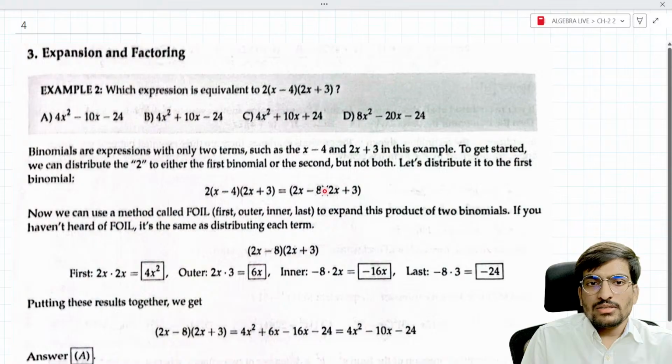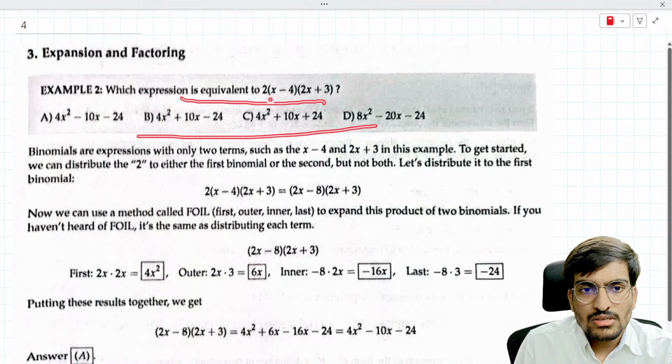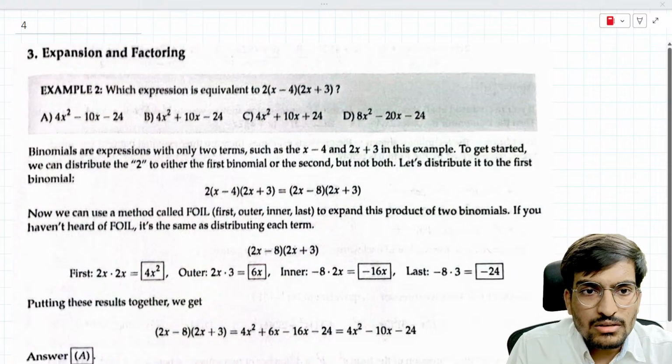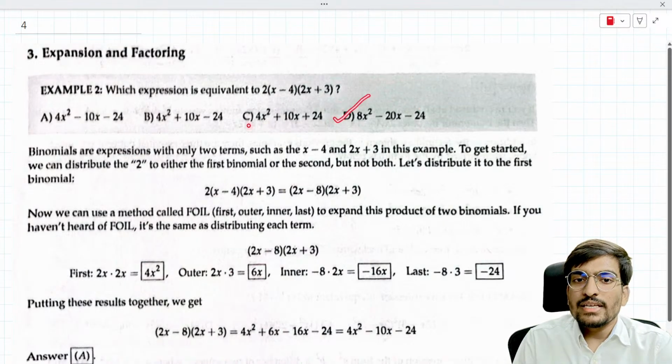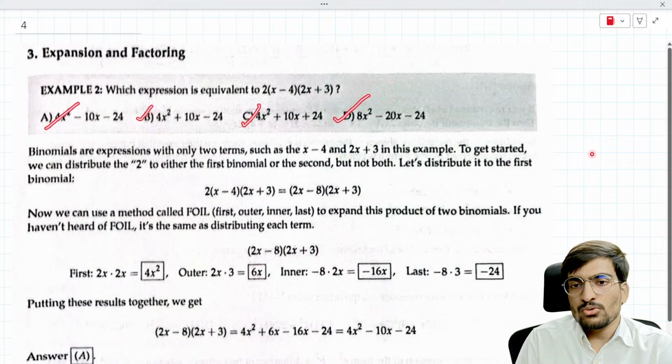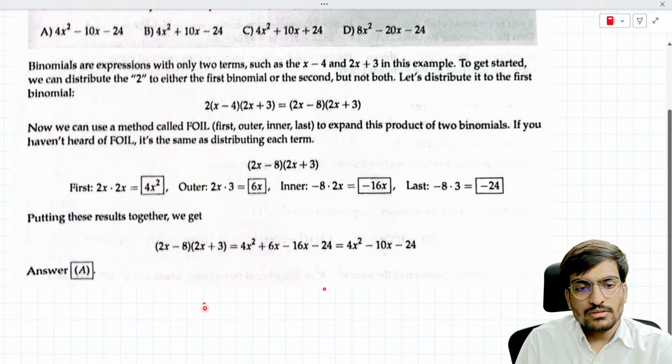Let's go for the next one. So here, which expression is equivalent to this? So we have to solve this part, and it equals which one among them. How to solve? I'm going to tell you. Just a second.